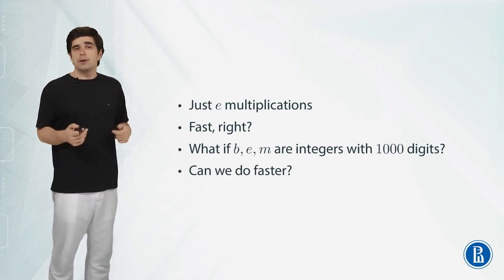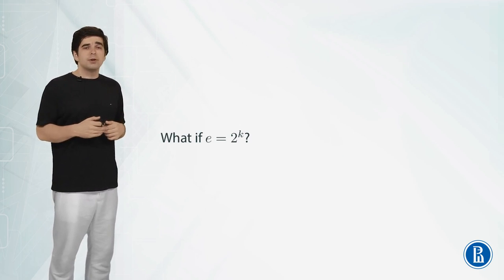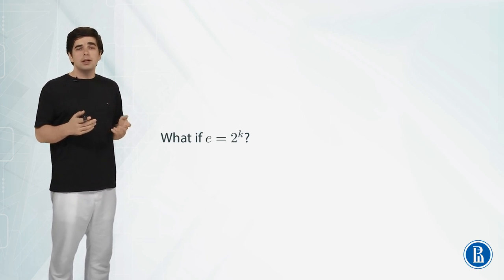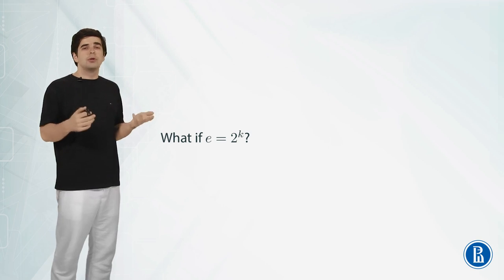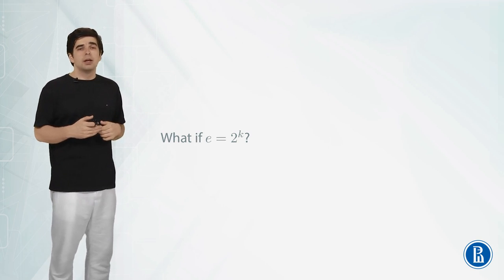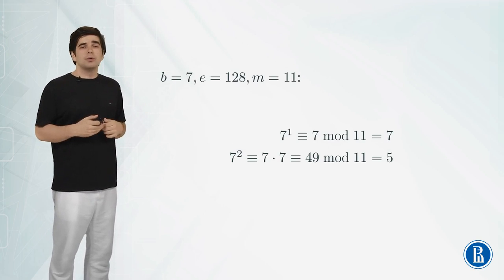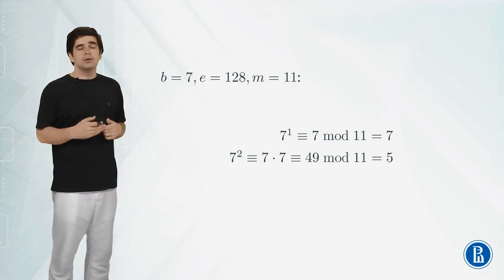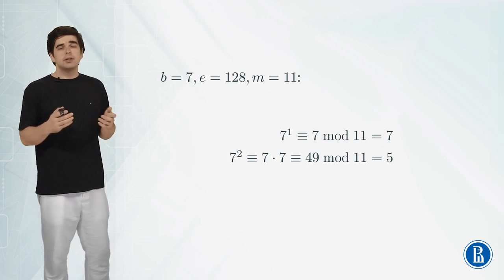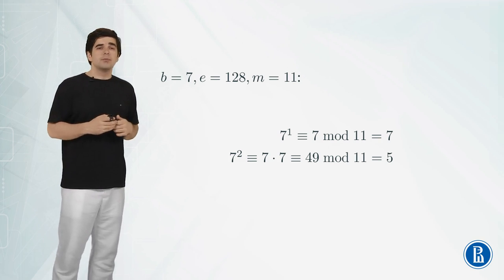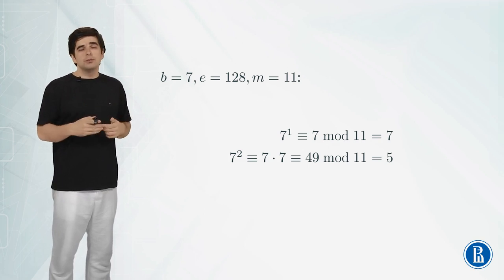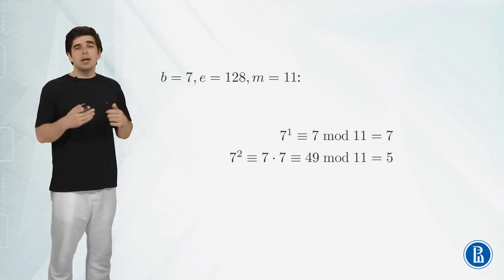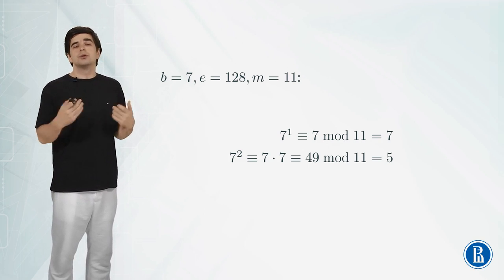So can we actually do faster? Well, let's first consider the case when e is a power of 2. E is equal to 2 to the power of k. What we can do then? Well, on this example, when b is again equal to 7, but e is equal to 128, which is 2 to the power of 7, let's see what we can do. So first we can compute 7 to the power of 1, which is just 7, and then we can proceed with what is called squaring.